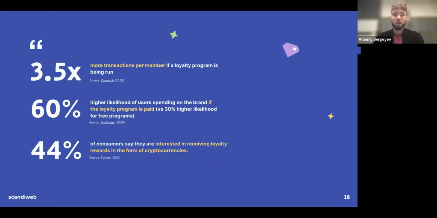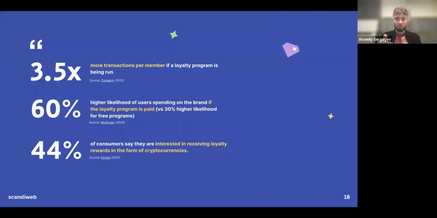Some more numbers, maybe a couple of key things. More transactions per member take place, 3.5 times more. So that's a lot. And there's a 60% higher likelihood of people spending with your program if it's paid. So one feature of a program could be that it's a paid program. Actually, McKinsey showed a 60% higher likelihood of people spending with a paid loyalty program than with free programs. For free programs, it's about 30% higher. So loyalty program impact can be increased if it's paid.